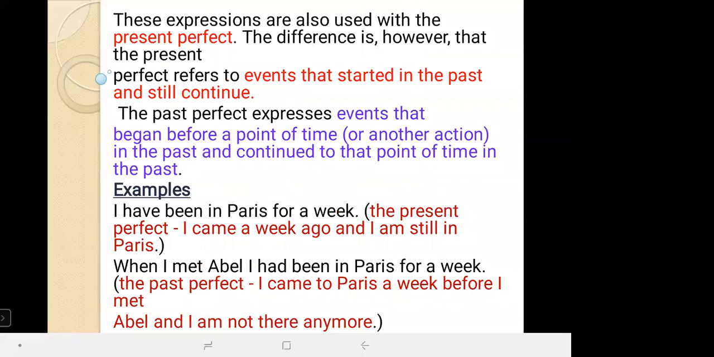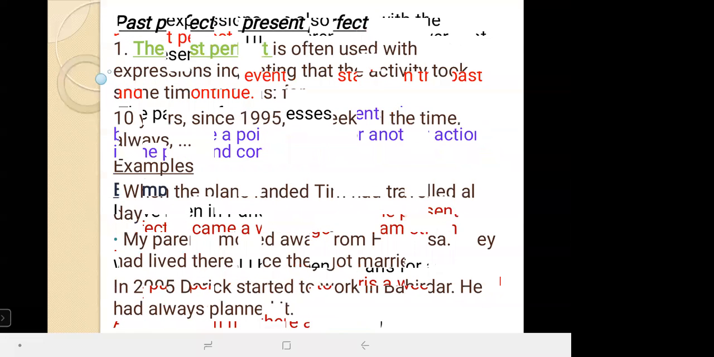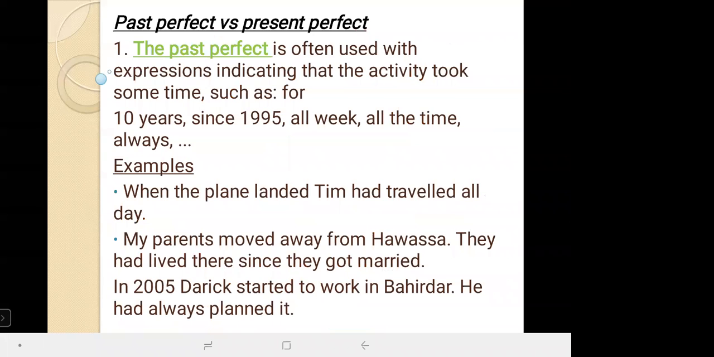So these expressions are also used with the present perfect. The difference, however, is that the present perfect refers to events that start in the past and still continue. Don't confuse yourself, because it says since right here. My parents moved away from Hawassa. They had lived there since, it says. This since doesn't show that the action is still continuing, because it says my parents moved away from Hawassa. Moved is in the past. So if they moved in the past, the action before it is in the past perfect, which is living there since they got married. So you say they had lived there since they got married.